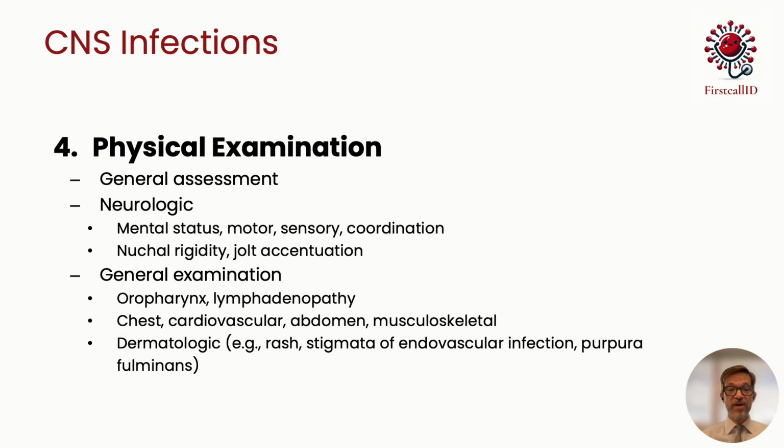Our general examination will include an evaluation of the oropharynx for any poor dentition, evidence of immunocompromise, lymphadenopathy, a routine chest examination, cardiovascular examination, thinking about things like endocarditis, an abdominal examination and musculoskeletal examination as well. Also, a dermatologic examination is something worth highlighting. It's never unremarkable, but it's notable whether the patient does or does not have a rash, stigmata of endovascular infection, or any specific skin manifestations, such as purpura fulminans, which you can see in patients with meningococcemia.